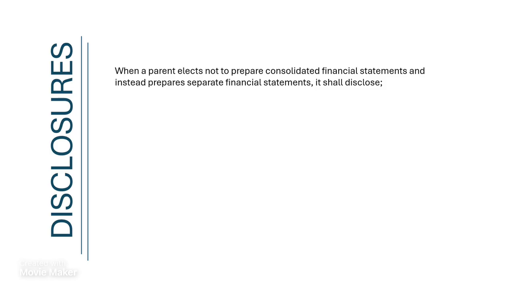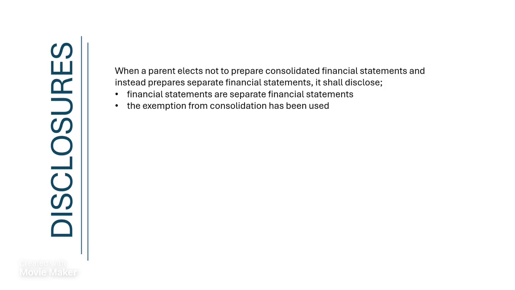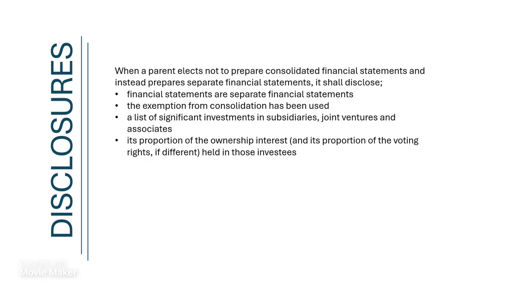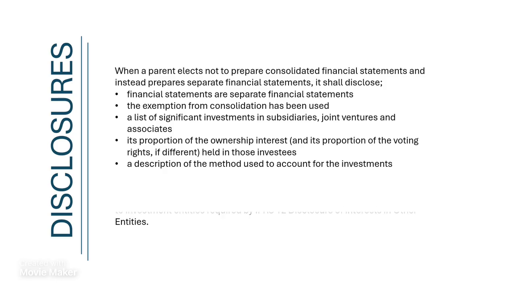When the parent elects not to prepare the consolidated statements, then it should disclose that these statements are separate financial statements and that the parent company has gained the exemption from preparation of the consolidated statements. They should also list all the significant investments in subsidiaries, joint ventures, and associates, the proportion of the parent's ownership interest in all the investees, and a description of the method being used for the accounting of the investments in the investees.